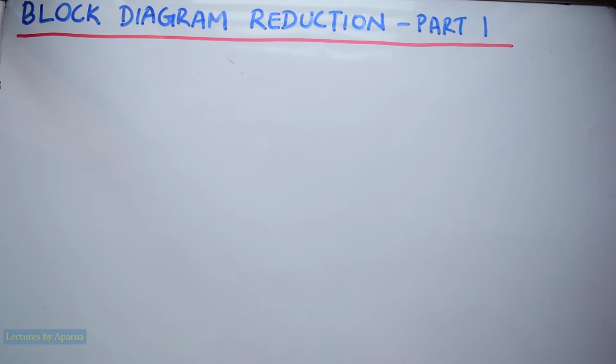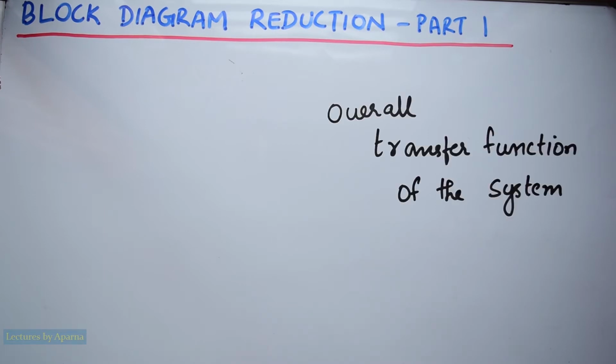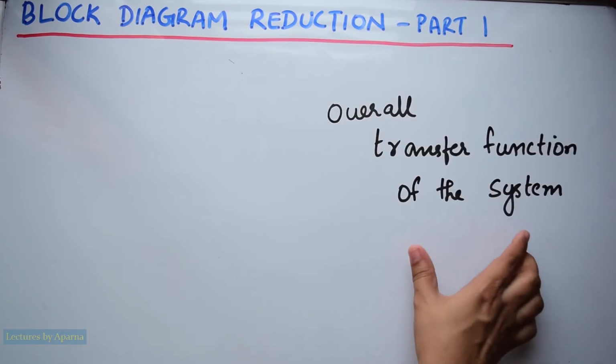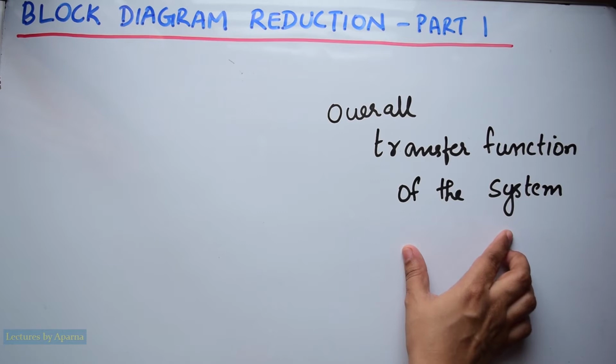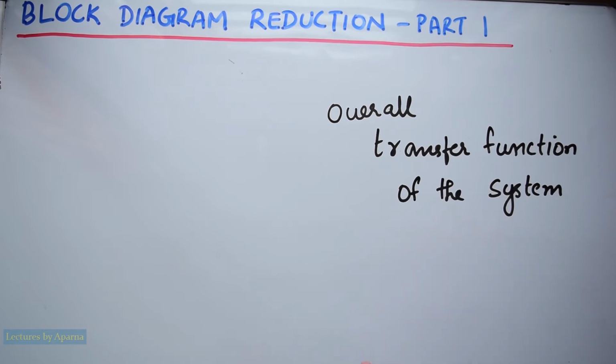What is the purpose of block diagram reduction? Block diagrams are reduced to find the overall transfer function of the system. Let us see some rules that are used in block diagram reduction. In this part 1 video, I will be discussing two such rules and their proof, because if you learn all rules together, it will be confusing. So I have divided it into parts. Let's see rule number 1.